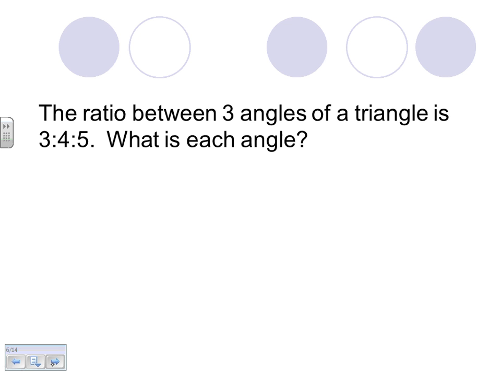Another one kind of like that. The ratio between 3 angles of a triangle is 3 to 4 to 5. What is the measure of each angle? Now this one's technically called a combined ratio because you've got more than 2 things being compared. I'm comparing all 3 angles, but it really works the exact same way. You just really wouldn't be able to write it as a fraction. So any thoughts on how to set this one up?